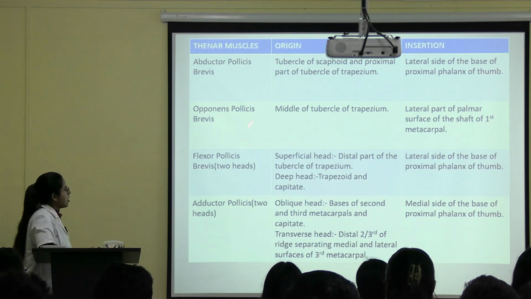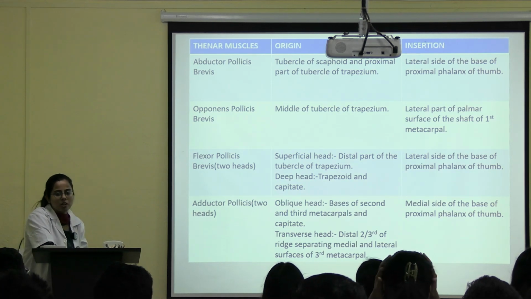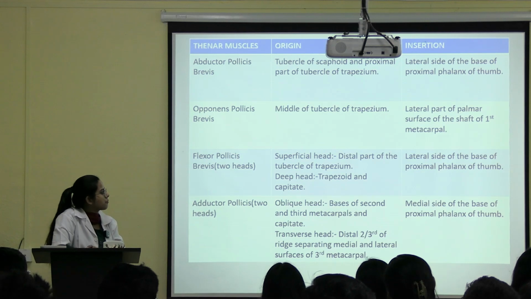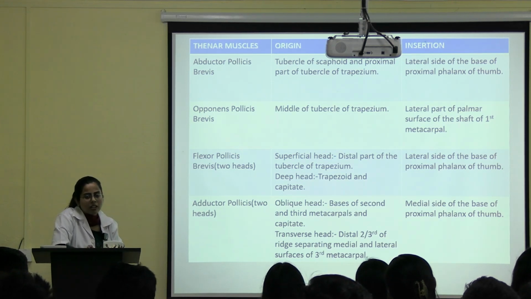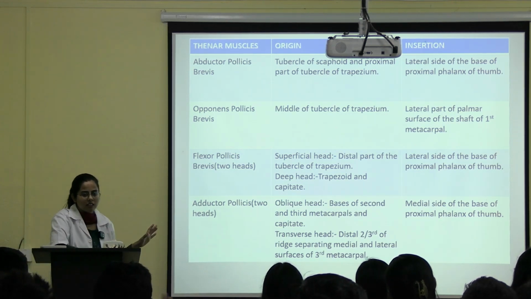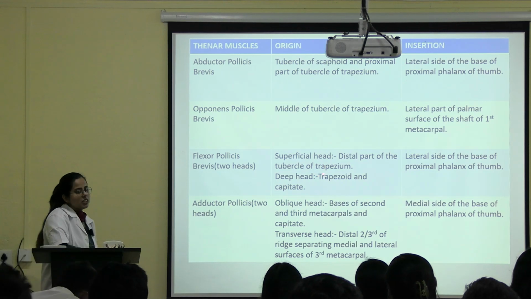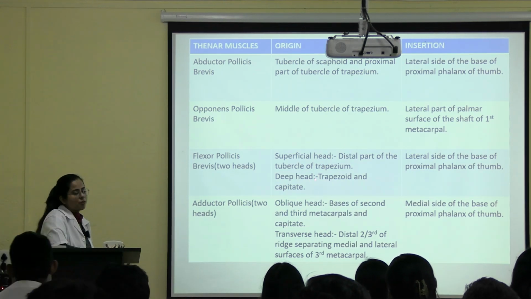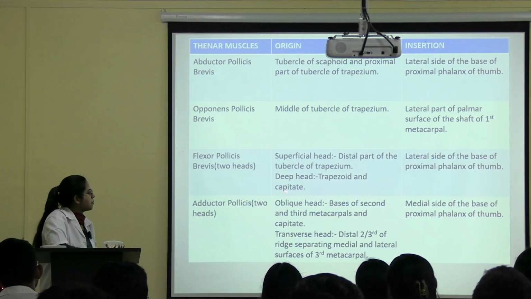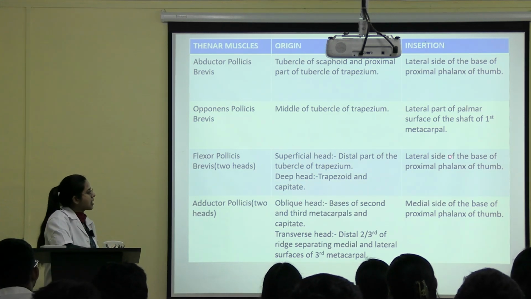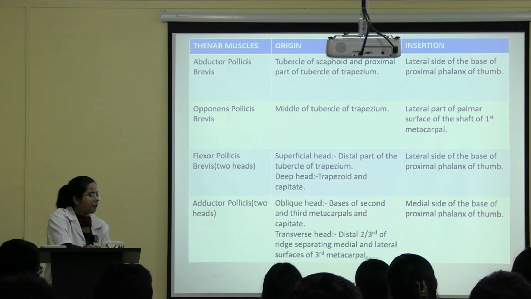Opponens pollicis brevis is originating from the middle of the tubercle of trapezium and inserting in the lateral part of palmar surface of shaft of first metacarpal. If you see the picture again, you will understand. Now flexor pollicis brevis, as I told, has two heads, superficial head and deep head. Superficial head originates from the distal part of tubercle of trapezium and deep head originates from trapezoid and capitate, and it is inserted in the lateral side of base of proximal phalanx of thumb.